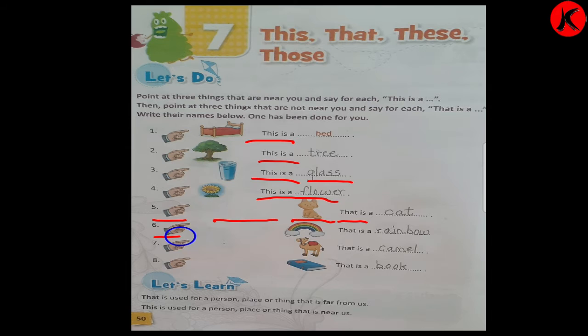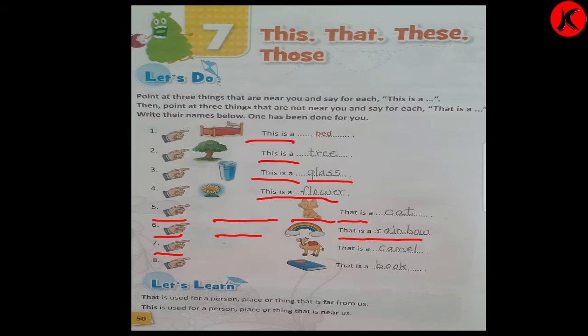Sixth number, you can see again the finger is pointing at the picture. But where is the picture? The picture is very very far. Picture कहाँ पे है? Picture काफ़ी दूर है. So what will you say? That is a rainbow. 7 number.